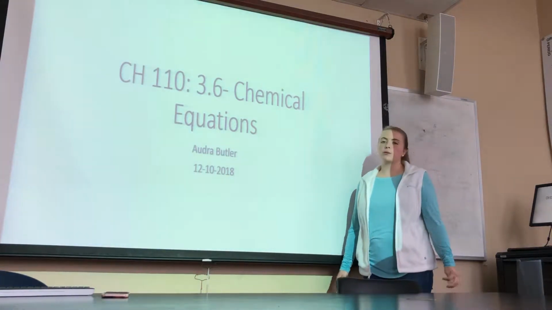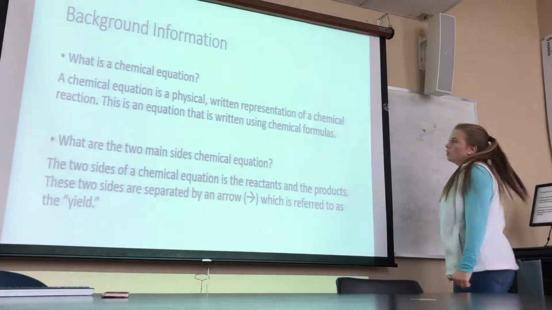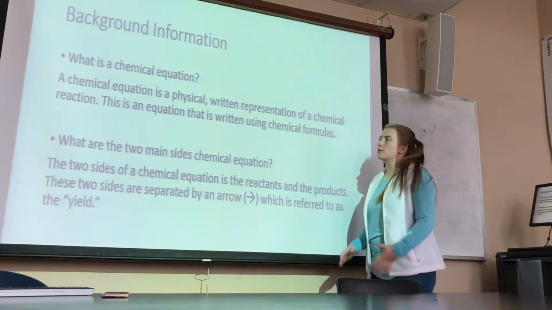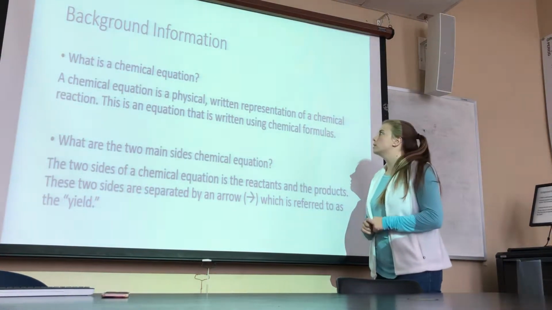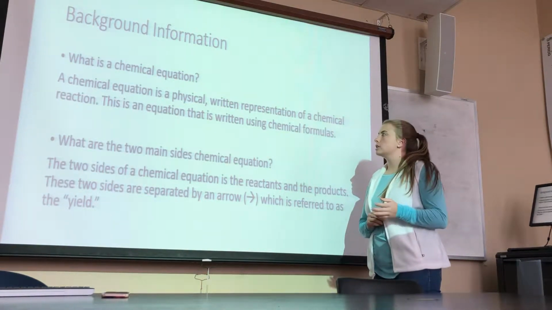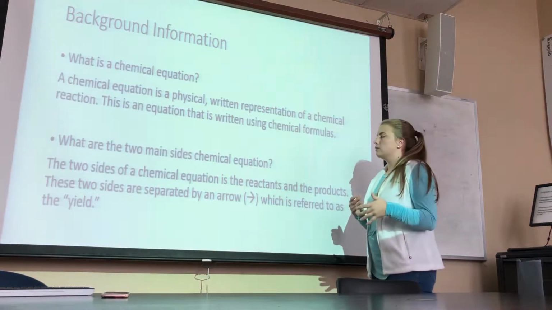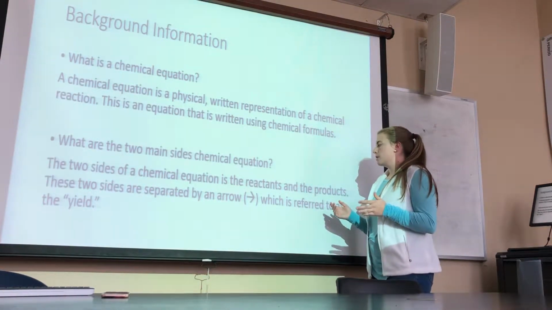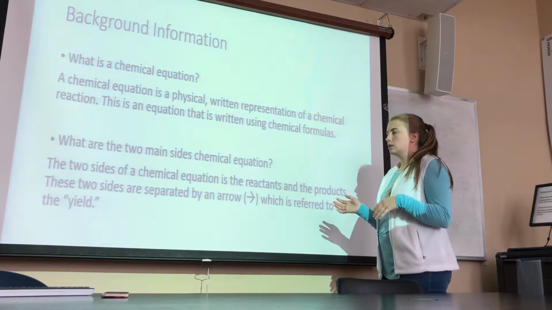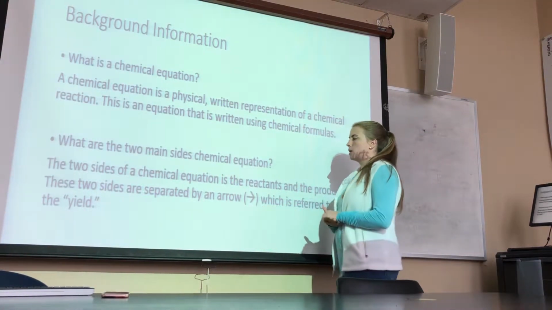Today we're going to discuss Chapter 3.6, Chemical Equations. What is a chemical equation? A chemical equation is a physical written representation of a chemical reaction. This is an equation that is written using chemical formulas. There are two main sides of a chemical equation, the reactants and the products. These two sides are separated by a yield, which is an arrow.